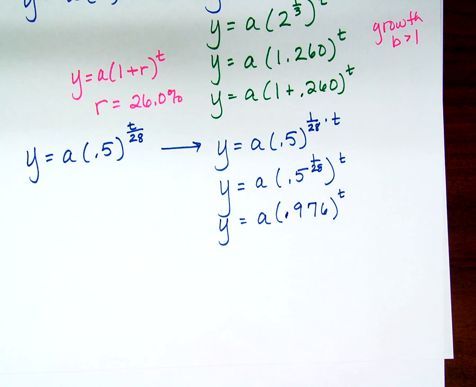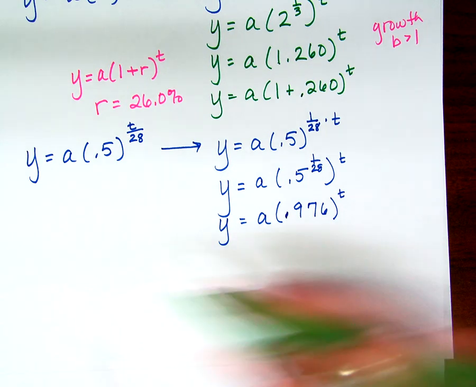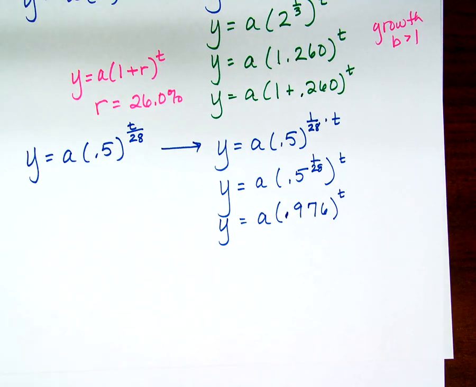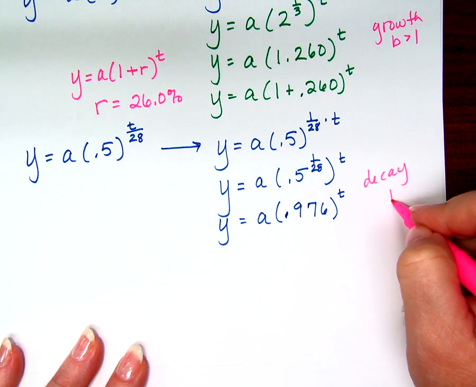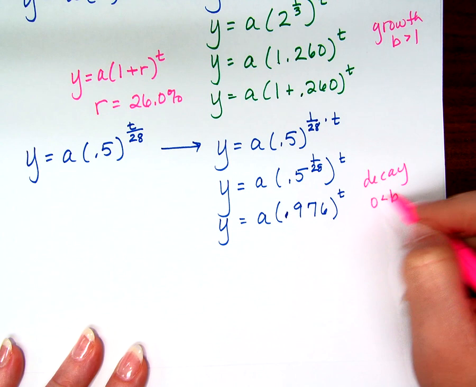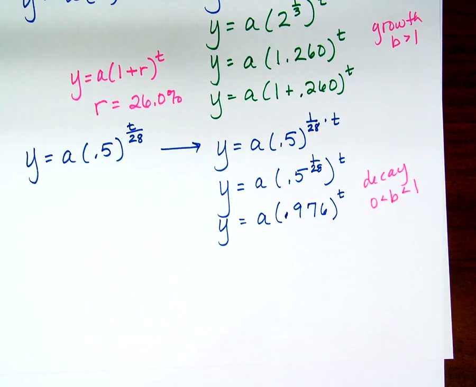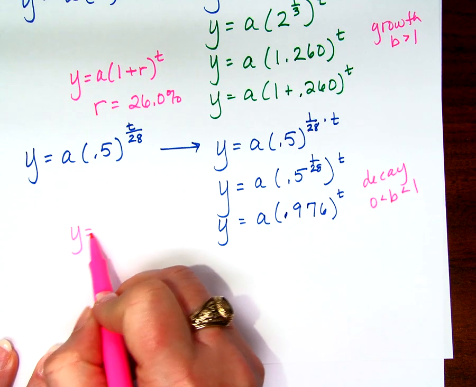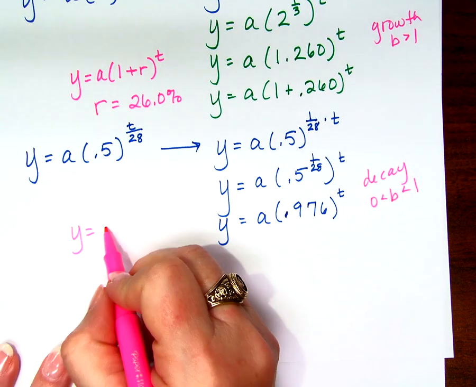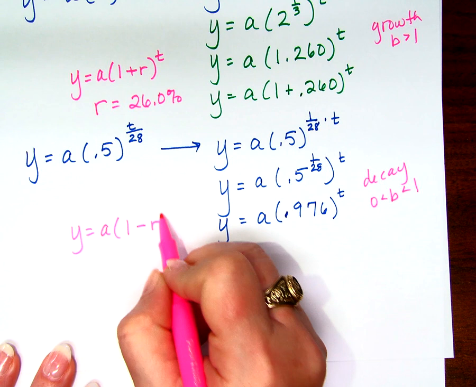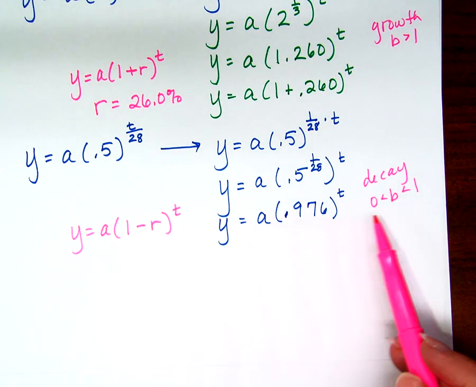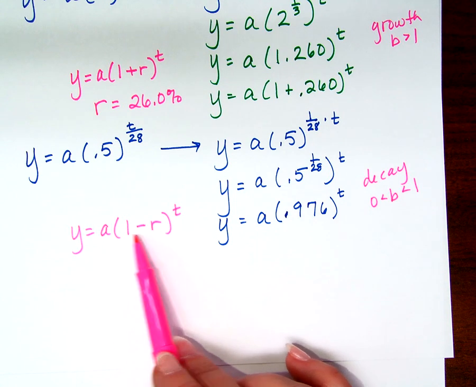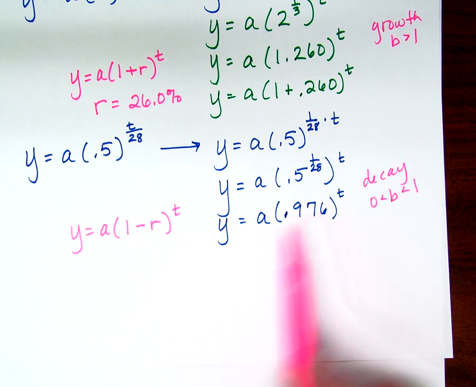Now, is the variable isolated? Can we decide if it's growth or decay now? What is it? Decay. Why is it decay? Very good. What do you think this equation is here for decay? 1 minus r. I know what makes it decay is that it's less than 1 and greater than 0, but for sure less than 1.